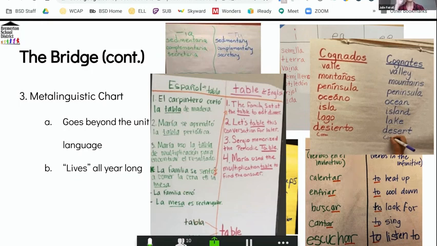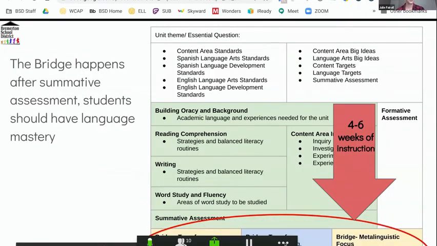And again, your bridge is a big deal because it's one of the things that is different between dual language education in Bremerton School District versus a monolingual classroom. But it's not that big of a deal that it is changing or disrupting how you teach as you know it. It is a lesson that is happening at the end of your unit to just build those metalinguistic skills in your students. After you've had 4 to 6 weeks of instruction, you do your transfer bridge, and then you do your metalinguistic focus bridge to build up all those language skills.